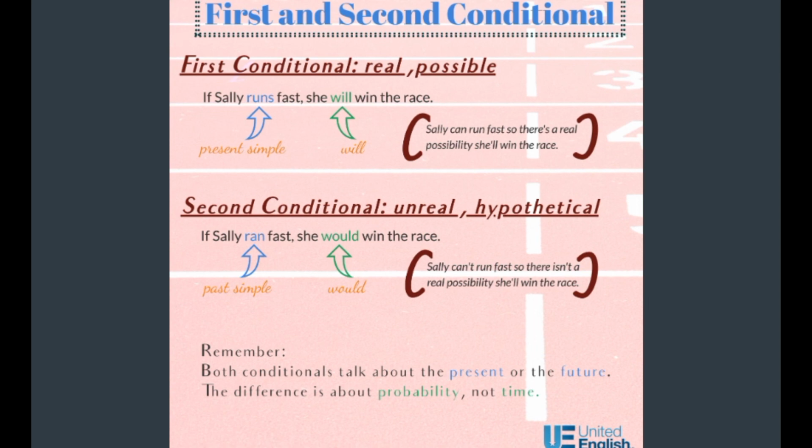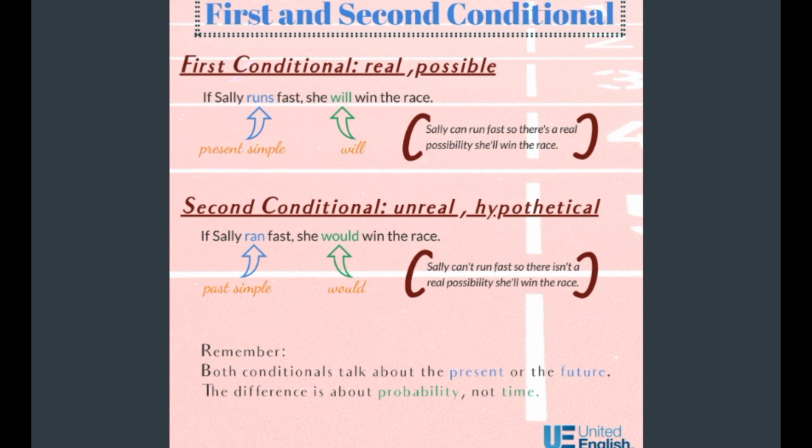The second conditional is something unreal, impossible, hypothetical, just an imaginary situation, right? Example, if Sally ran fast, she would win the race. If plus the past simple, and the main sentence I use would plus the infinitive of the verb. Sally can't run fast, so there isn't a real possibility she will win the race, right?